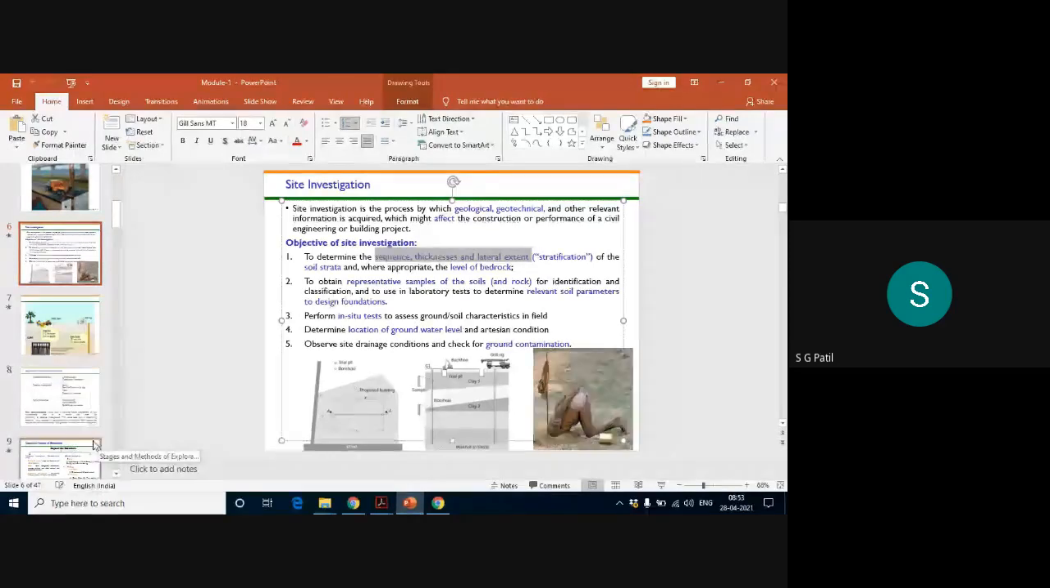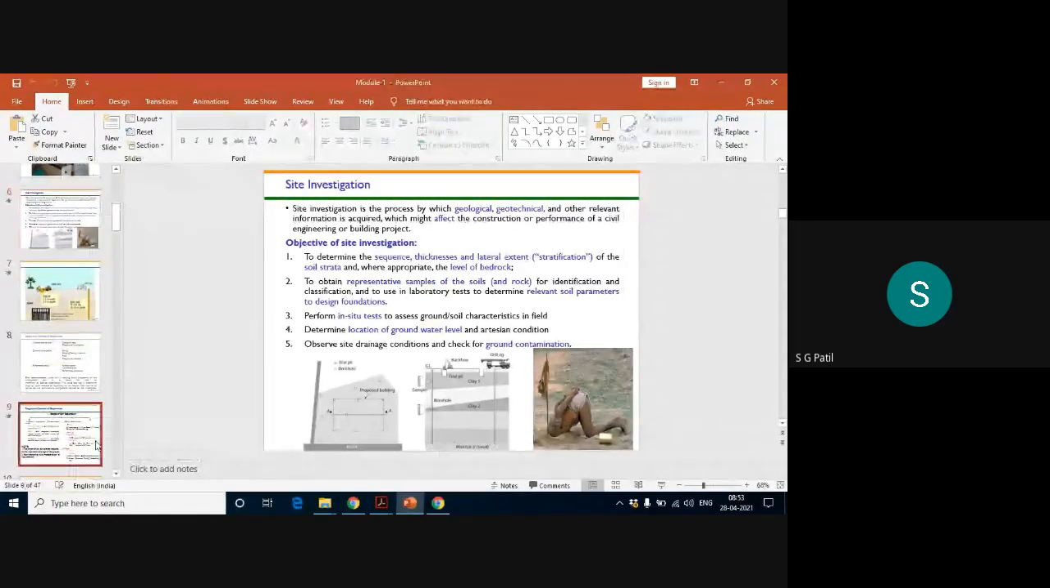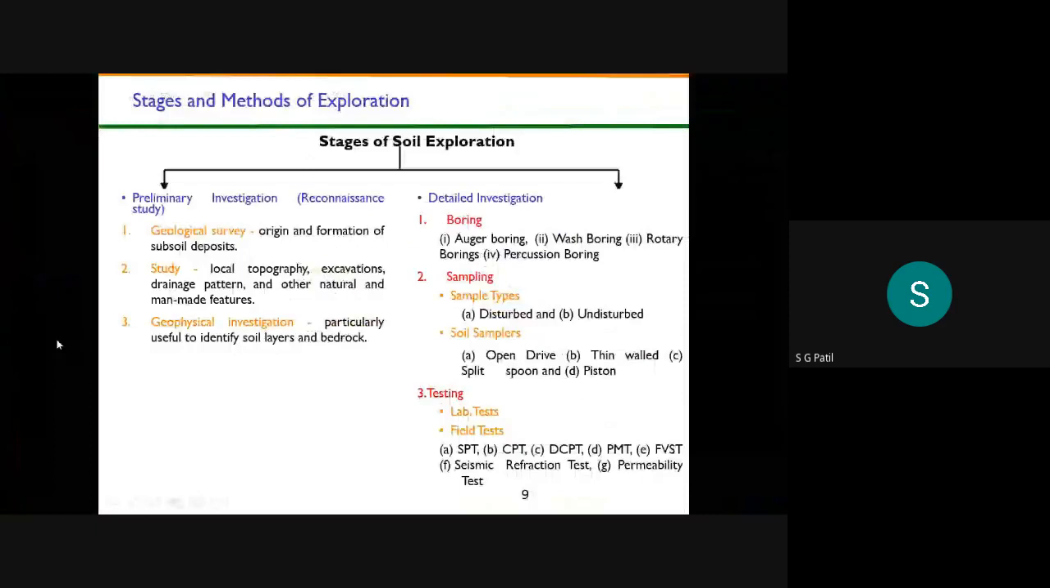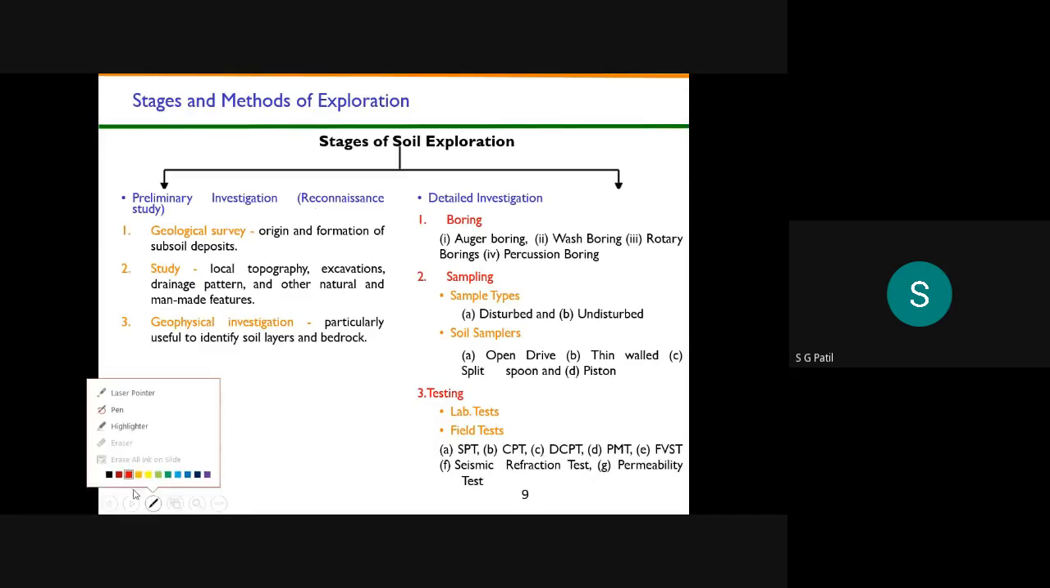Then after that we have seen the stages involved in the site investigation. What are the different stages? Broadly there are two stages of the site investigation. The first one is the preliminary investigation. So you have to carry out the preliminary investigation.